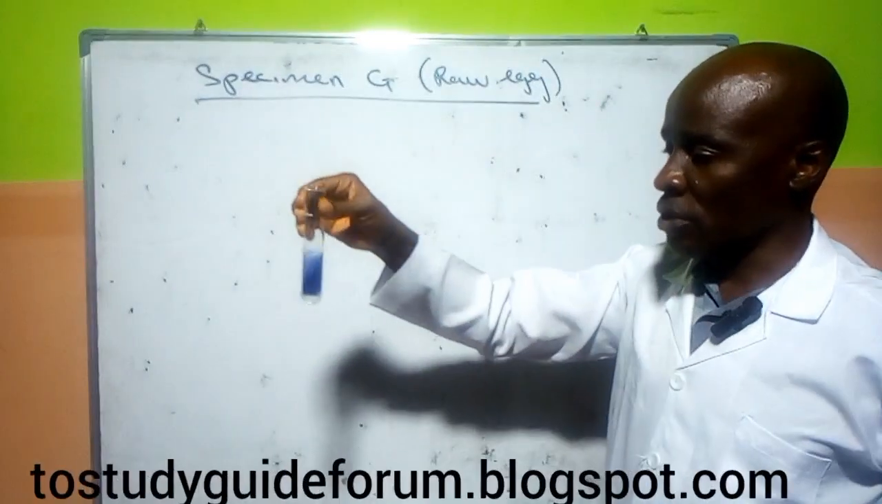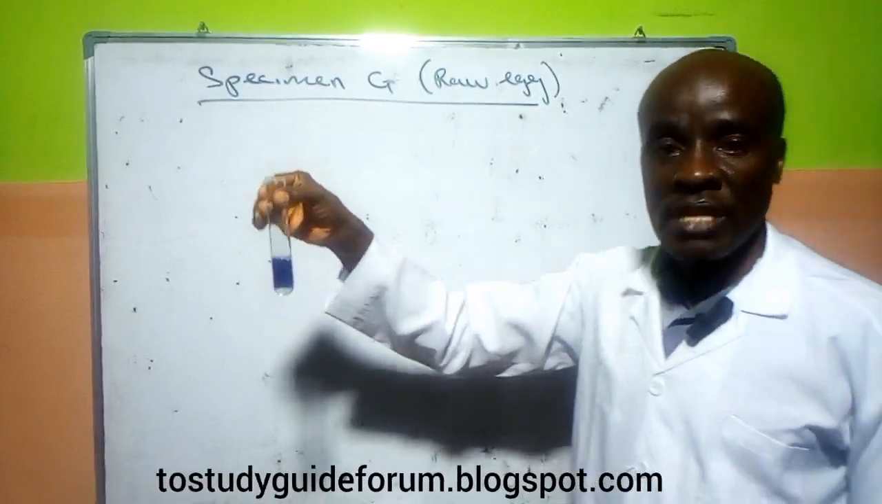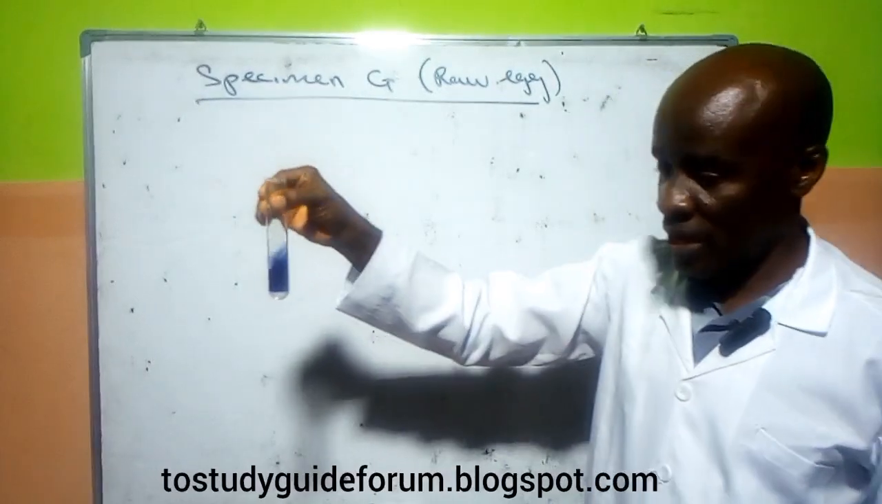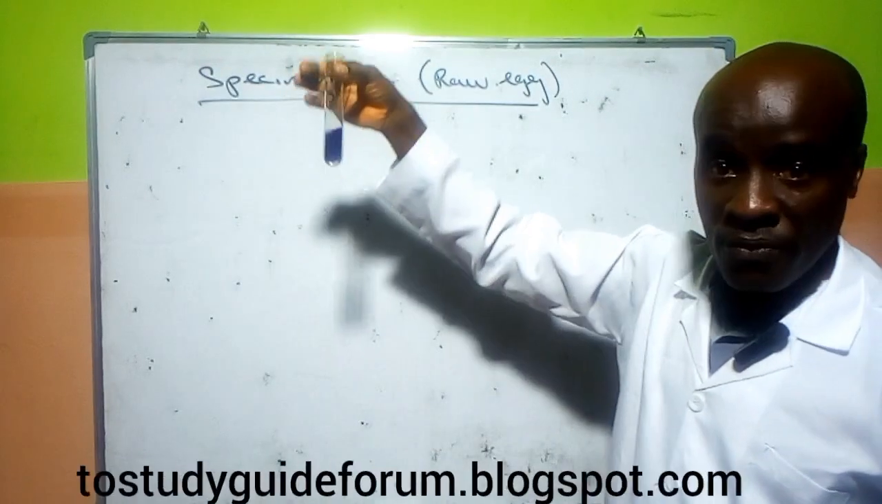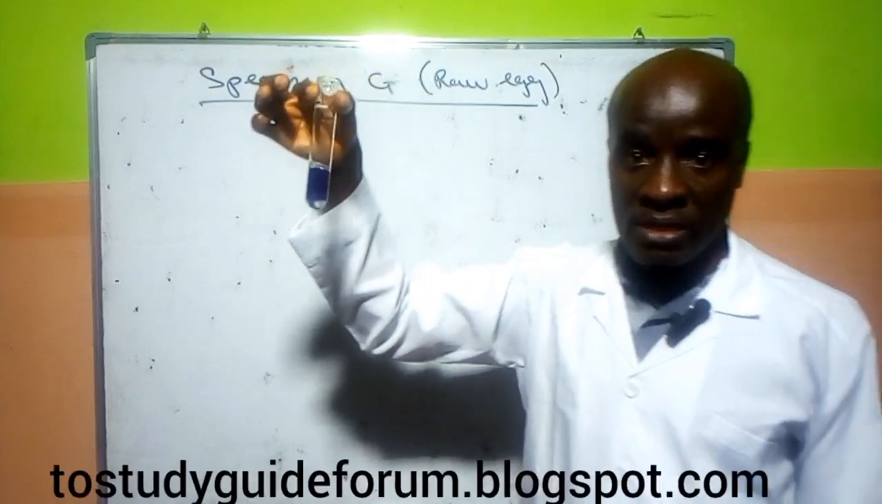Can see the purple color. This purple color is a confirmation that we have what? That's a protein in this egg. This is the confirmation. This is how we confirm that the egg contains that protein in a substance. So this is one of the two.